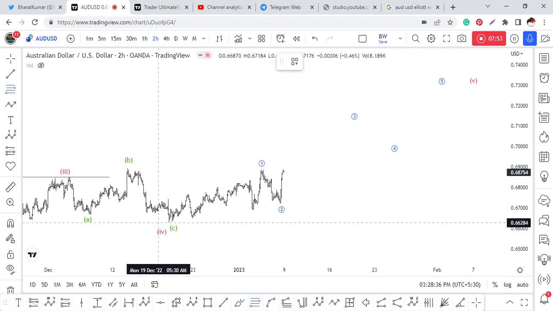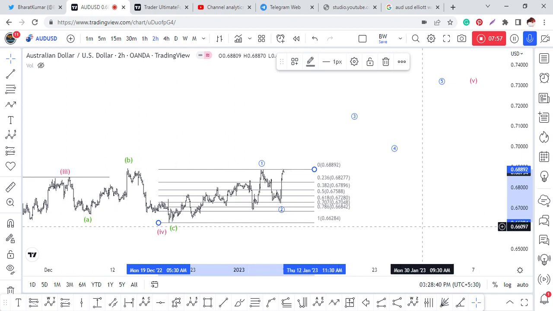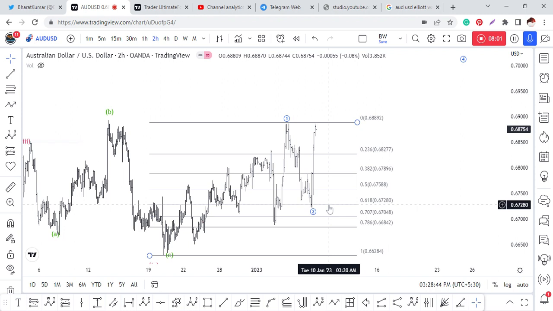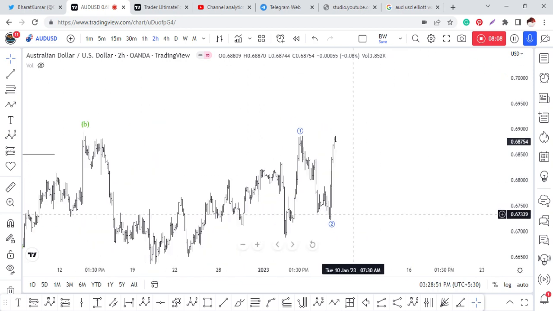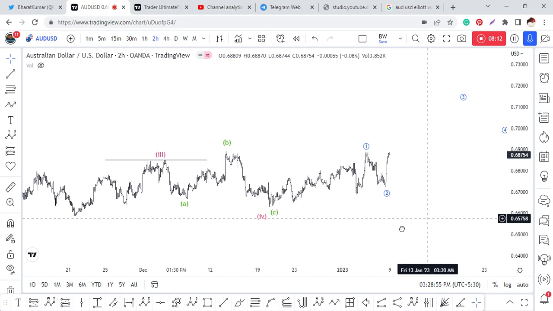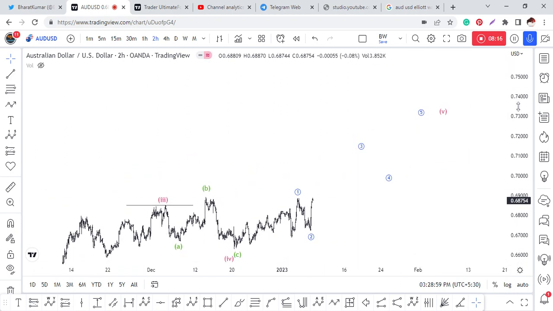Now see the correction. What is the correction? The correction is exactly 61.8 percentage. See, exactly 61.8%, which gives me the boost that this is the third wave. You can see the third wave personality, very steep. So I am very bullish on the Aussie dollar pair.